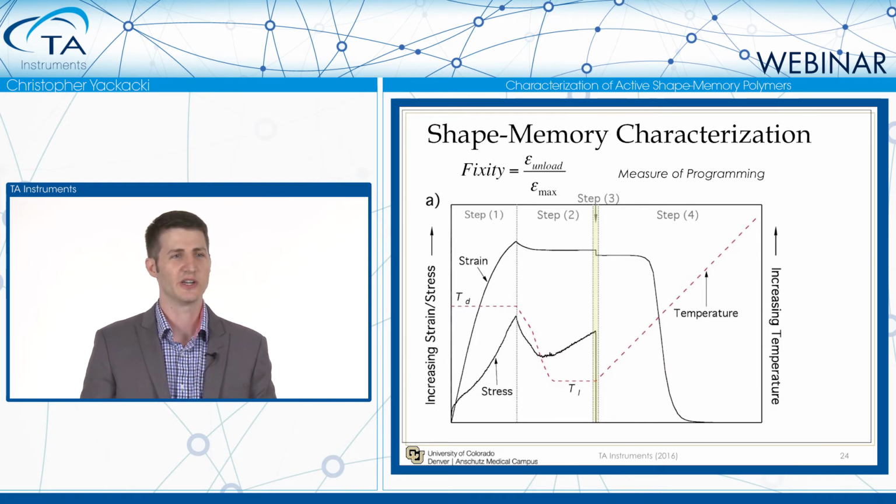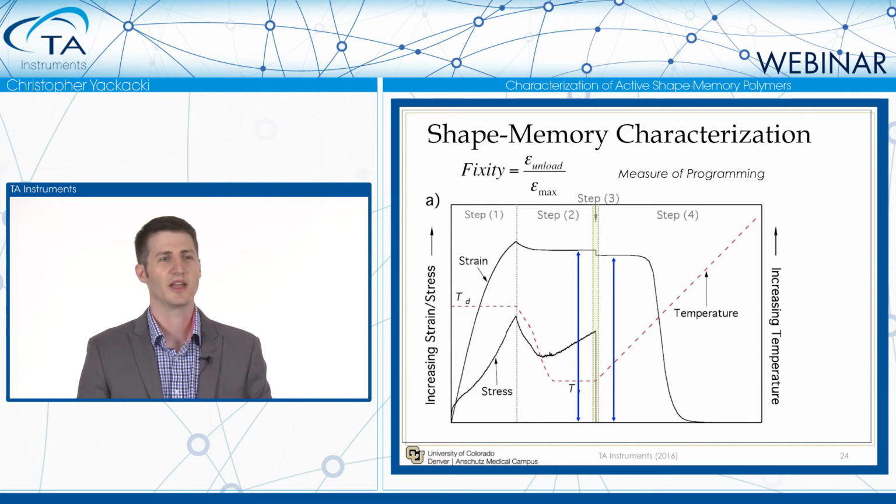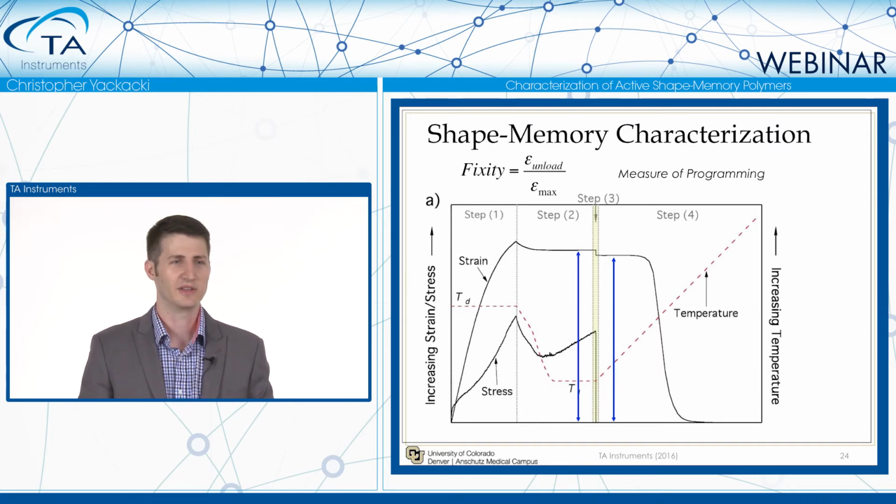And so that ratio of your unloaded strain to that maximum strain, or I could highlight it here with these 2 arrows, the ratio of those 2 strains can be referred to as your fixity. Generally, you would like a polymer to have a fixity value greater than 90%. You don't want to stretch this thing and have it spring back 50, 60, 70%. That wouldn't make a very good shape memory polymer. But generally, if you're above 90%, that's pretty good.